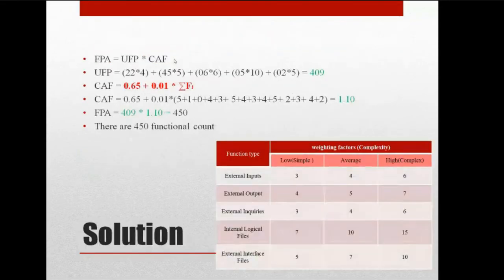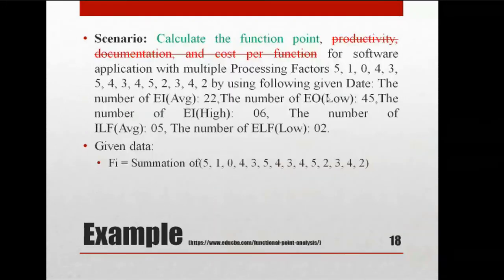So we all know what FPA, functional point analysis, is: UFP into CAF. Okay, unadjusted functional point, right? And CAF, right? These are the things we have to calculate. So how to calculate UFP? UFP is 22 into 4. What is UFP first? You have to take all the external input, external output, ILF and ELF, right?